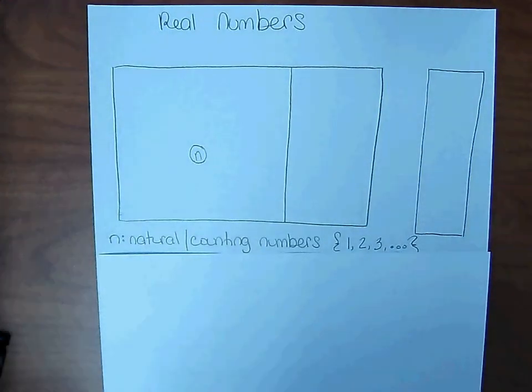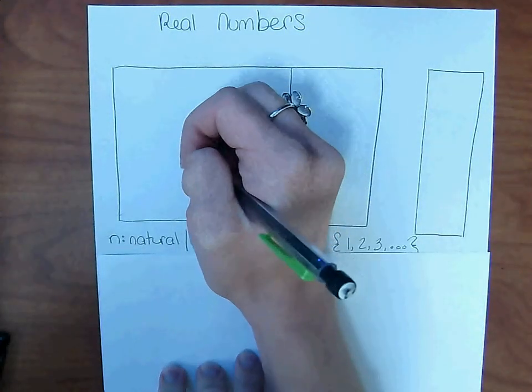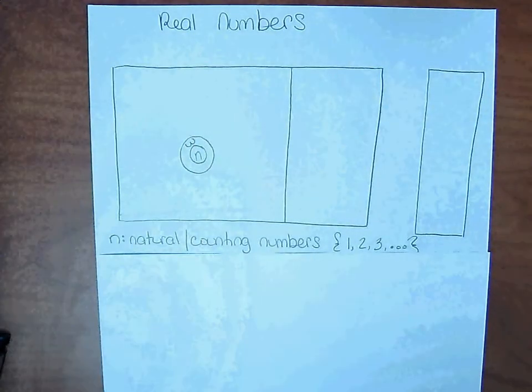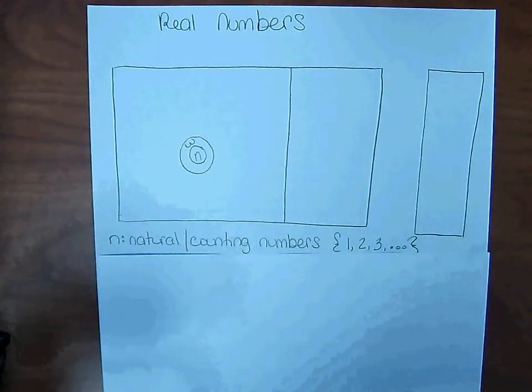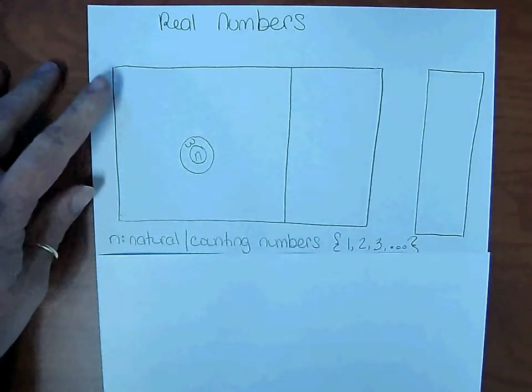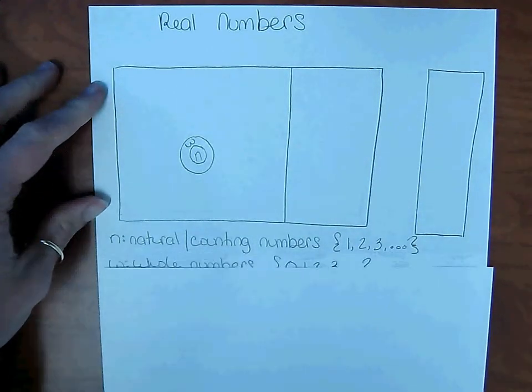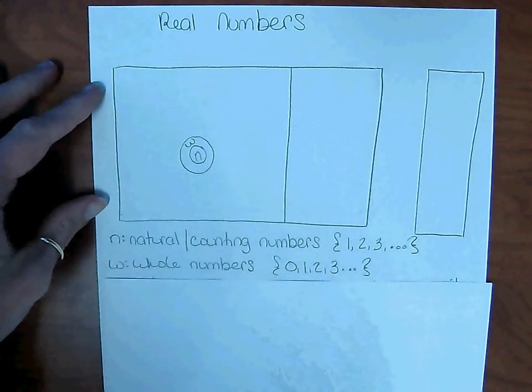The next set of numbers is whole numbers. And there's only one number different between natural and whole numbers. Now I know it doesn't look like that from the circles, but the only number that's a whole number that is not a natural number is the number 0. So 0, 1, 2, 3, 4, and so on.